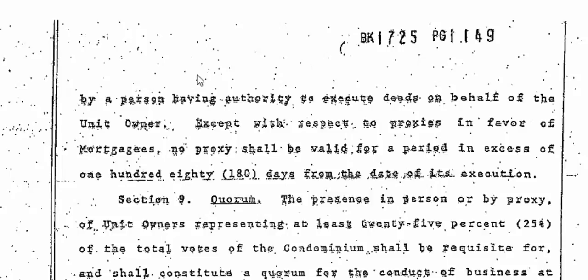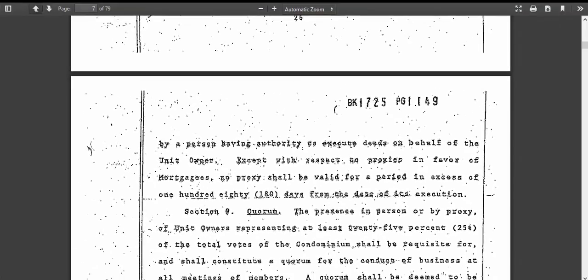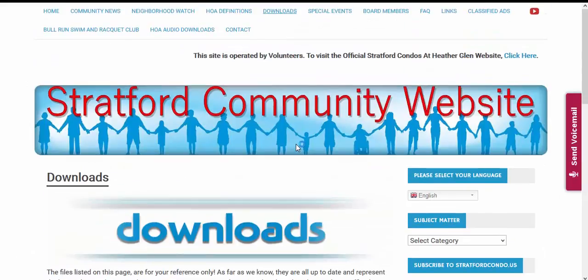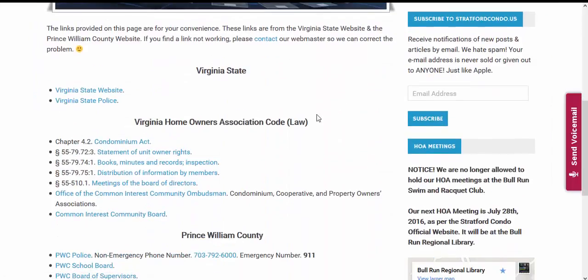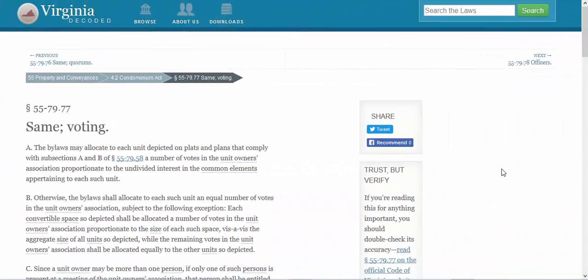Now, this particular phrase, this last sentence, has been changed. And it's changed through the Virginia Condominium Act. And that's what we're going to do. We're going to look at that and see what that tells us. So we're going to come back to the website. We're going to come over to where it says links. We're going to come down right here, very first one, the Condominium Act.